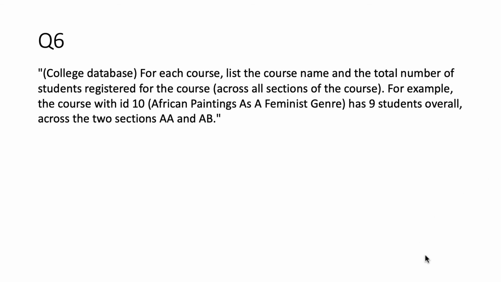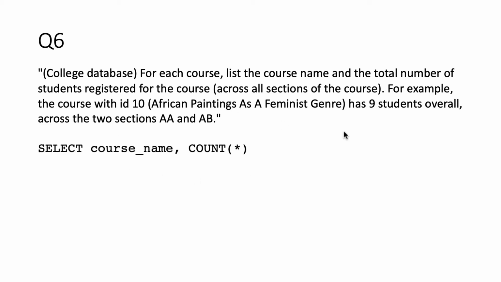Okay, so here we're saying for each course, list the course name and the total number of students registered for the course across all sections of the course. Right? So here we're not talking about how many students are registered for a section, we're talking about how many students are registered for a course. Okay, so that's the important point, and I'll be showing you two ways of doing this, one which is sort of a roundabout way and a much simpler way.